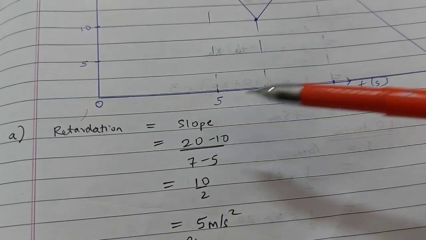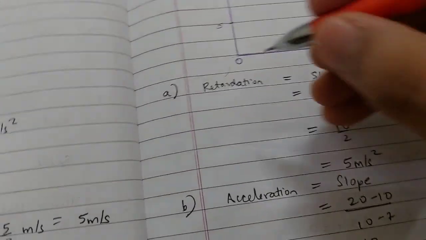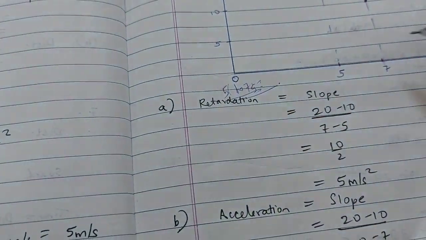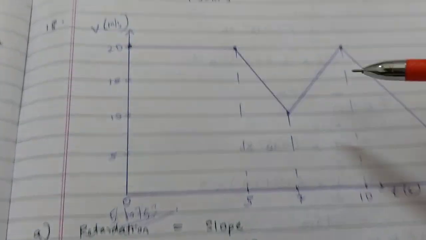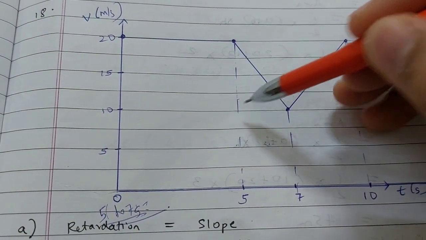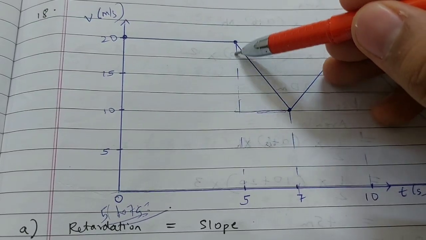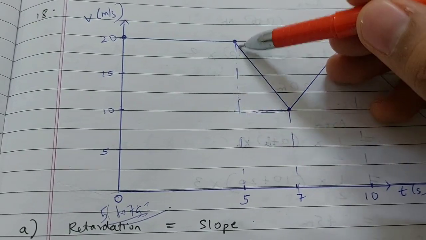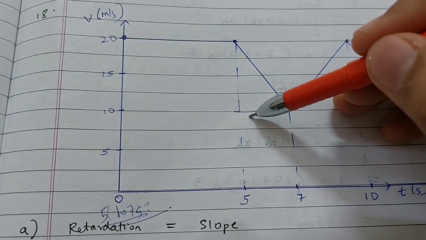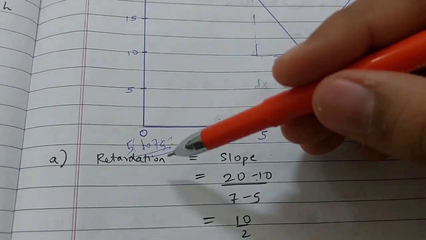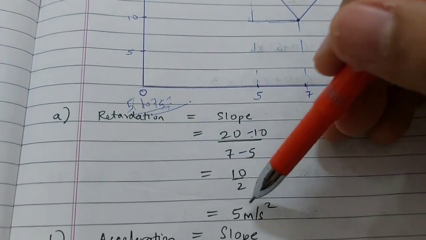Well, we always use a slope. So retardation from 5 and 7 seconds. It's a good habit to always give the heading 5 to 7 seconds. So that will be height upon base. So retardation, height upon the base. So that's v minus u, that's 20 minus 10, or rather 10 minus 20, and the base is 2 seconds. No need for a negative sign because we are finding retardation, not acceleration. So the answer is 5 meters per second square.